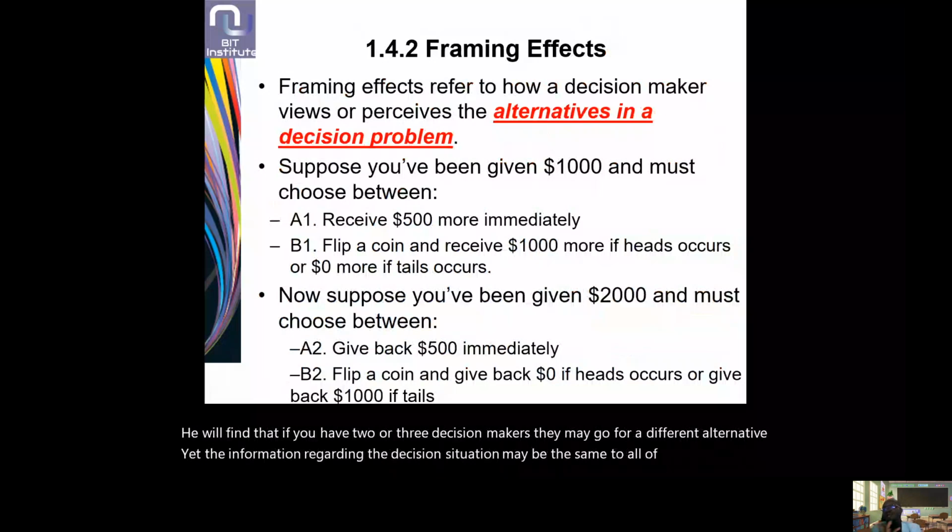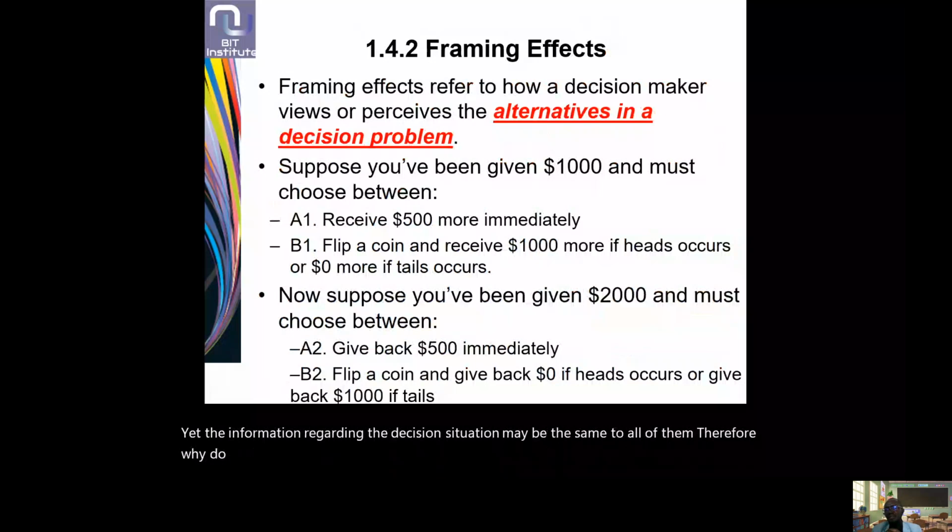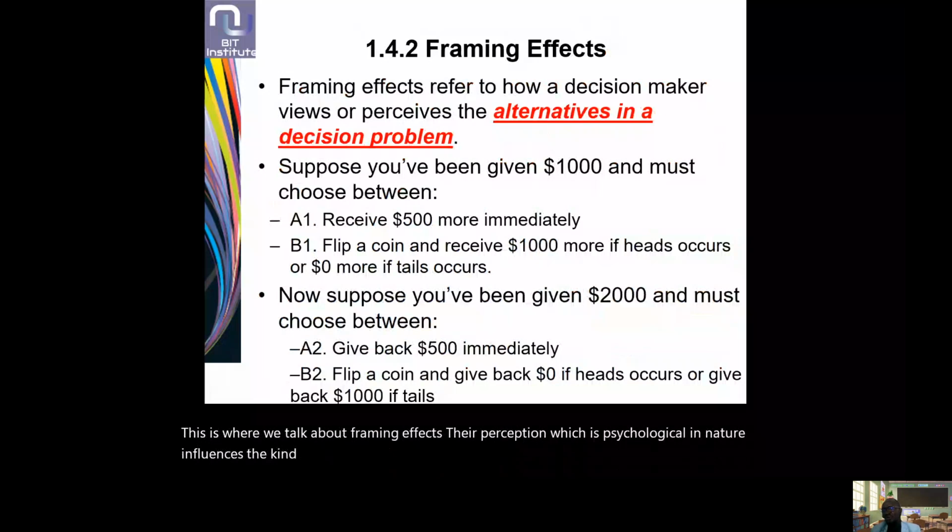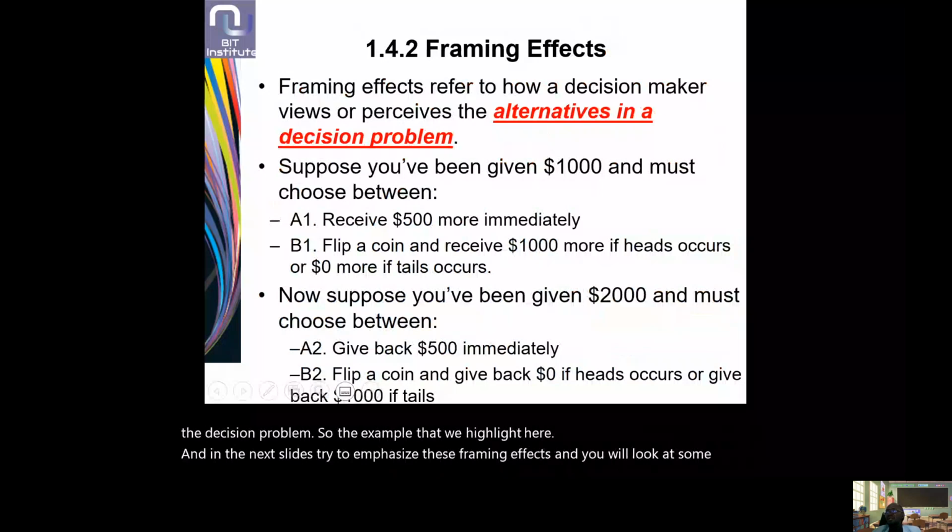Therefore, why do they choose a different option if the facts are the same? This is where we talk about framing effects. Their perception, which is psychological in nature, influences the kind of decision that they make, even though they have the same facts regarding the decision problem. So the example that we highlight here and in the next slides tries to emphasize this framing effect. And we'll look at some of these examples as we go on.